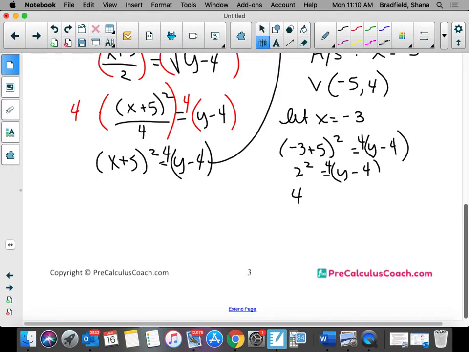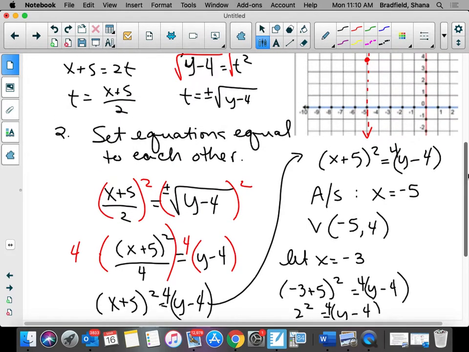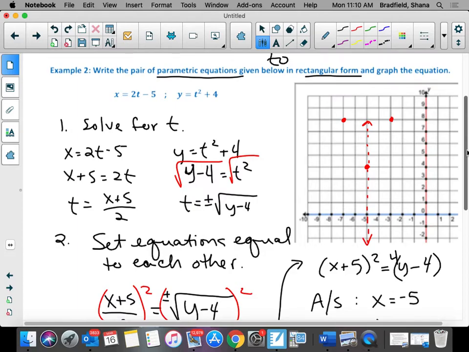All right, so that's 4 equals 4y minus 16. If we add 16, that's going to be 20, and we get 4y. And so y equals 5. So let's try this one again. So I'm going to have -3, 5 for my point. So -3, 5.